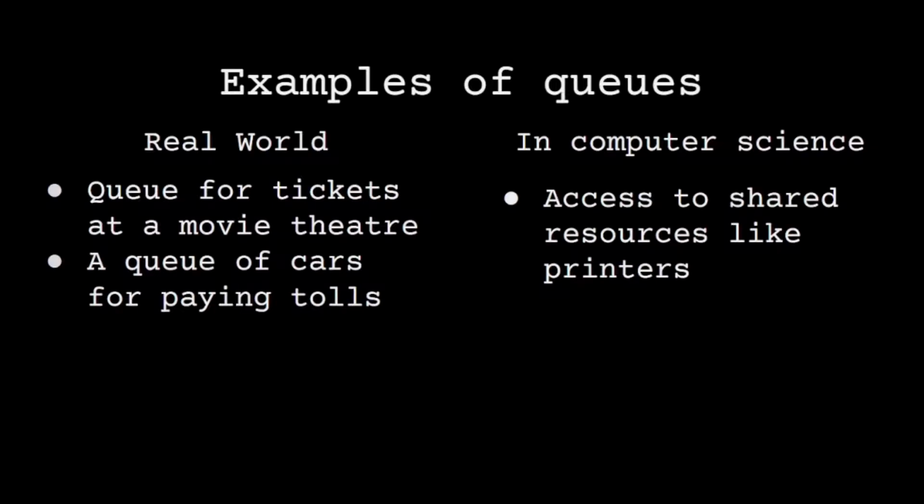Now here are some examples of queues. There are just so many examples of queues, but I've taken only 2 or 3. In real world examples, we have a queue for tickets at a movie theater, which is a perfect example to explain queues. The first person to stand in line gets the ticket first, and the last person to stand in line gets the ticket last. Elements are removed from the front of the queue, and elements are added at the end of the queue.